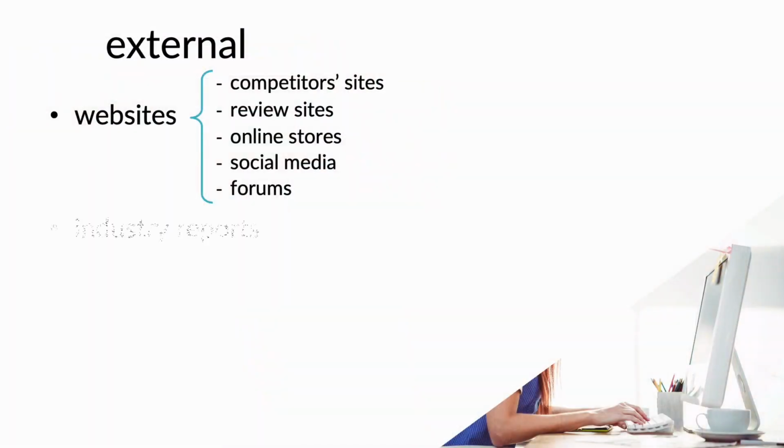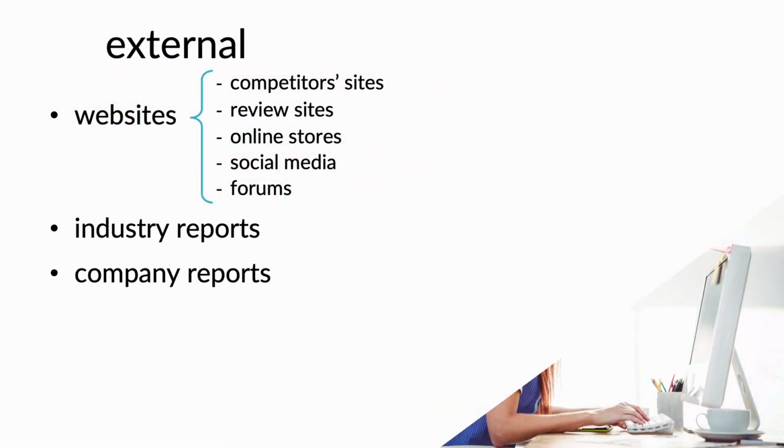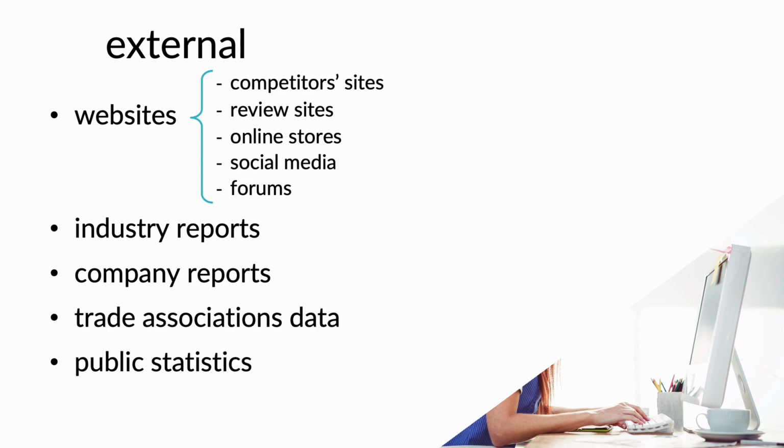But let's not forget about more traditional sources of secondary data, such as good old industry reports, company reports, trade associations data, statistics and data published by public entities. I mean, there are a lot of great sources of information out there that we can use before we even think about generating our own data through primary research.